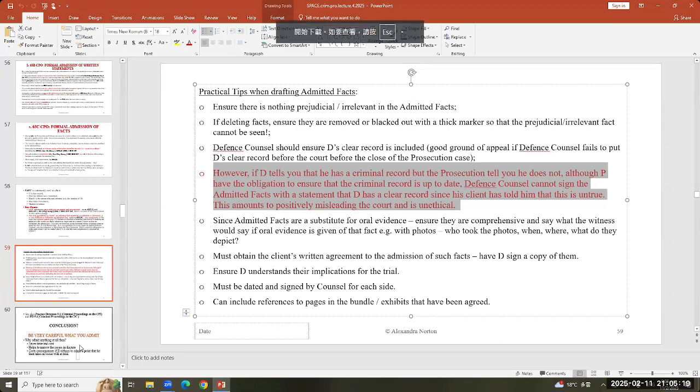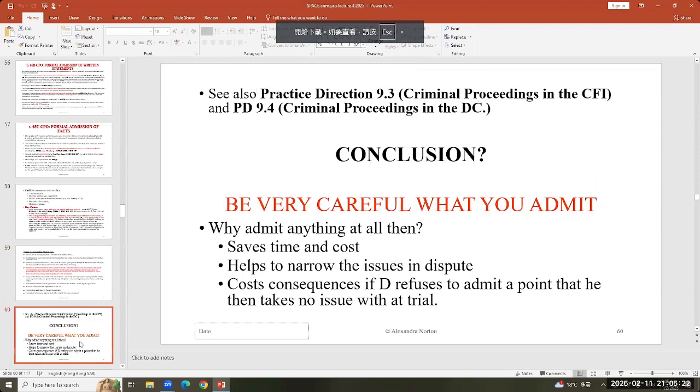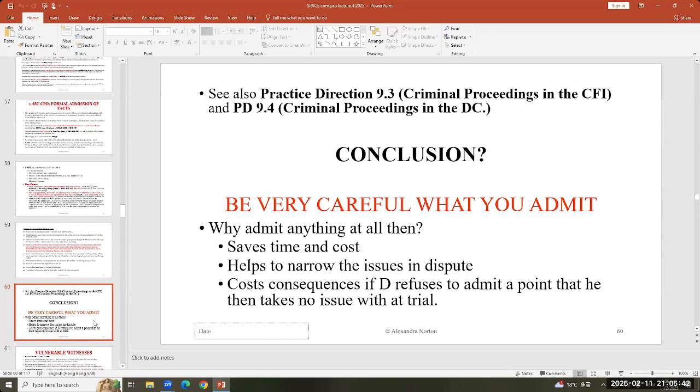Have them sign a copy of the admitted facts. Always be very careful what you admit because it's very difficult to undo later. But the purpose of admitting is to save time and costs. And the consequences of not admitting something which you should have done and you don't challenge at trial could be cost consequences against you for wasting the court's time.